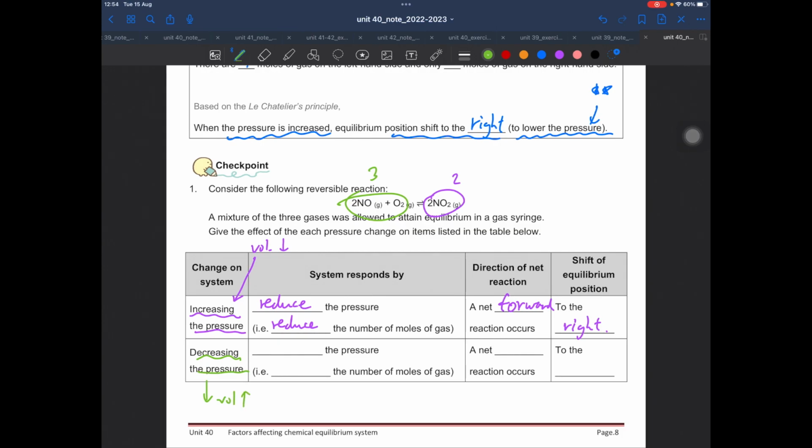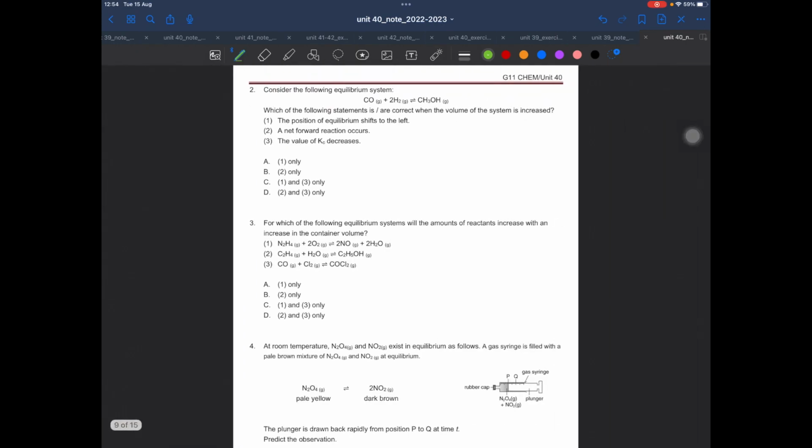What about decreasing the pressure? Decreasing the pressure means volume increases, right? So if you decrease the pressure, the system doesn't want any change. It will do something to increase the pressure and increase the number of moles of gas. So net backward and to the left. Simple, right? Just do everything you can to work against the change.